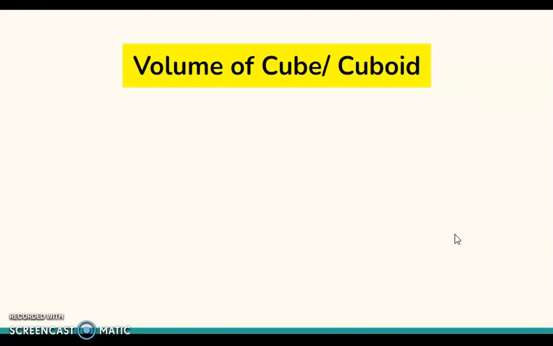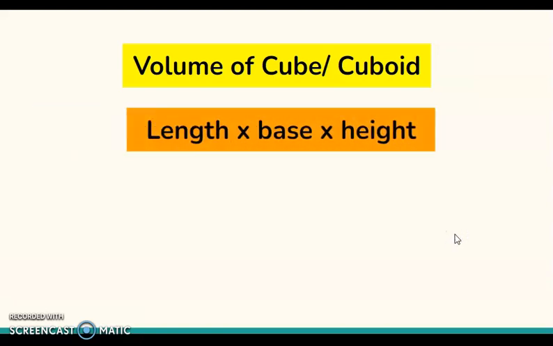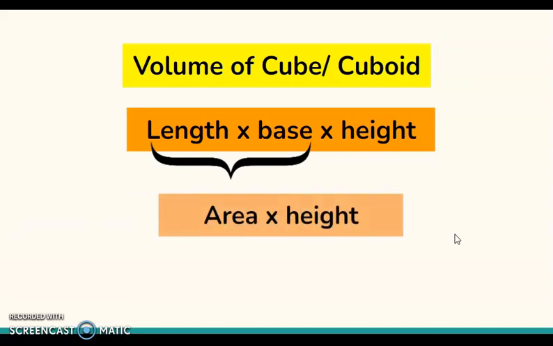The volume of a cuboid can be calculated by multiplying length by base and by height. In this formula, length and base are the dimensions for the area. So if in a given problem the area is given, it means that its length and base are already calculated. So the volume of a cuboid can also be calculated using the formula area multiplied by height.